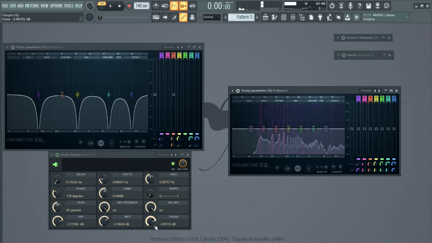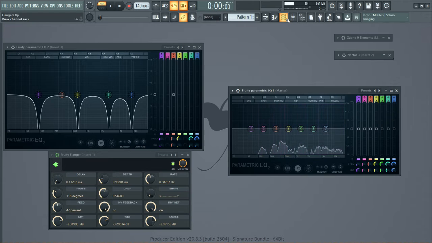Hello everyone, Ron again, and in today's video we're going to talk about flangers. So in the last video we spoke about the chorus effect and I was describing how it works. Flangers are actually very similar, so let's get into it.